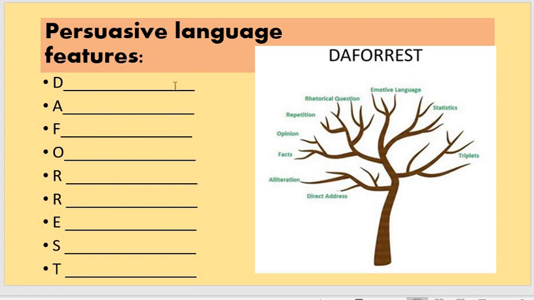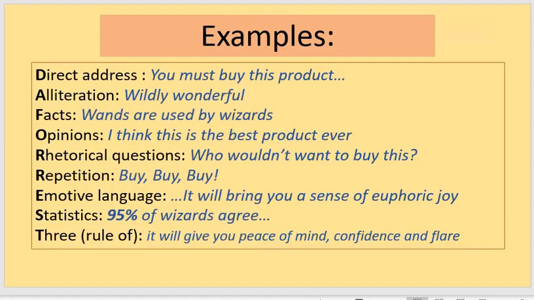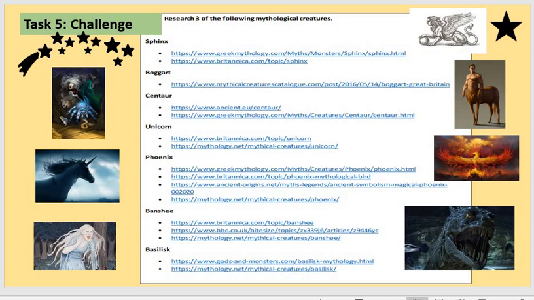using at least 3 of these persuasive language features, which you have as a DAFOREST anagram, which you're going to translate into the bullet points on your page. And then finally, for any of you that are extra specially bored and just loving doing all this schoolwork that you're being sent, have a go at the Task 5 challenge. Some of you might be interested in myths and magic, particularly big Harry Potter fans, so this might be something really nice for you to get stuck into, which is to research the 3 mythological creatures. So this will be due in next Tuesday.